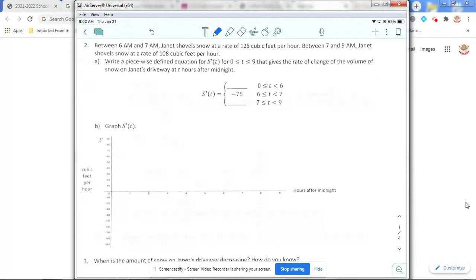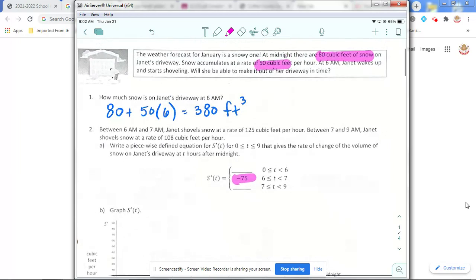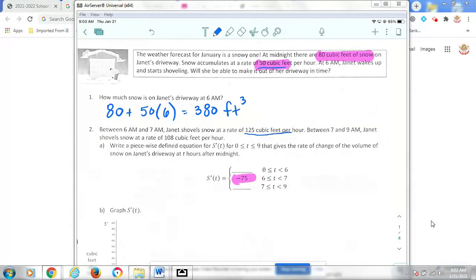I went ahead and did the middle one because what I know is that it's snowing at a rate of 50 cubic feet per hour, but she's shoveling at a rate of 125 cubic feet per hour. So that negative 75 is 50 minus 125 because she's shoveling out faster than it's snowing. So we have a negative right there.